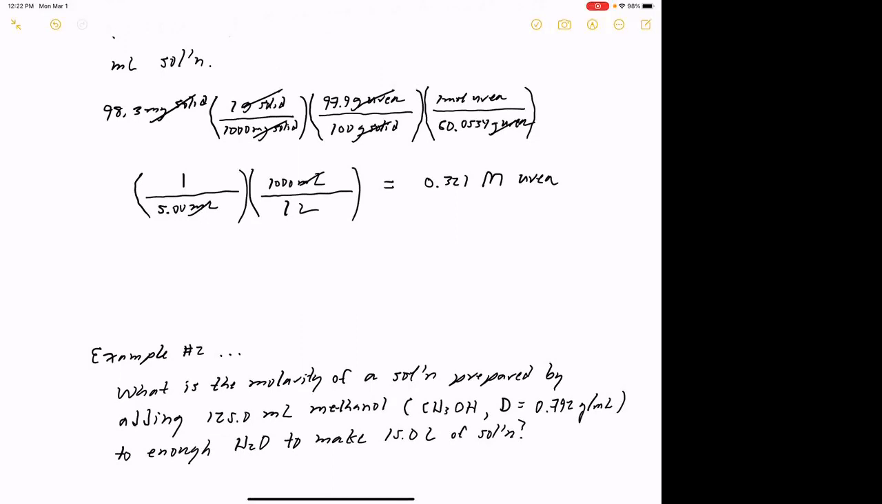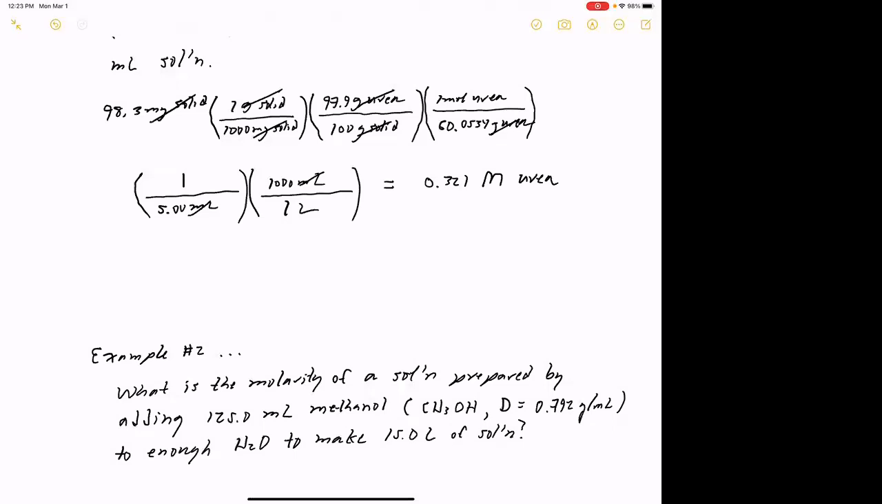So in this case, we want to know what the molarity of a solution is that we're going to prepare by adding 125 milliliters of methanol, or that's sometimes also known as methyl alcohol. It's got a formula of CH3OH, and I give you a density of it there. That's 0.792 grams per milliliter. And I'm going to add this to enough water to make 15 liters of solution. So again, I got my volume, right? So I've got my denominator to get to a molarity. I need my moles of my methanol.